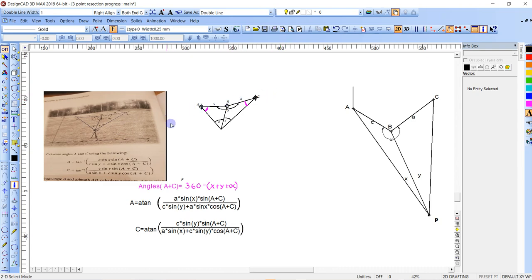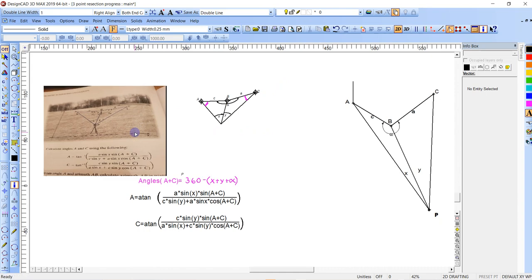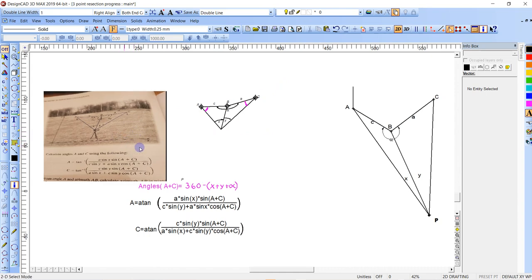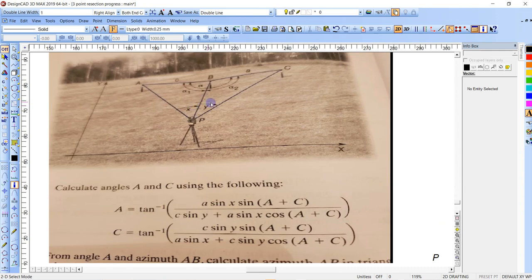Alright, this video is going to show you how to do an angle resection, a 3-point angle resection. I think in the Galani Wolf book it just calls it 3-point resection. So maybe they do a distance one too, but this one is just the angles. You have angle X and angle Y. Let's zoom in on this. There's angle X and there's angle Y.